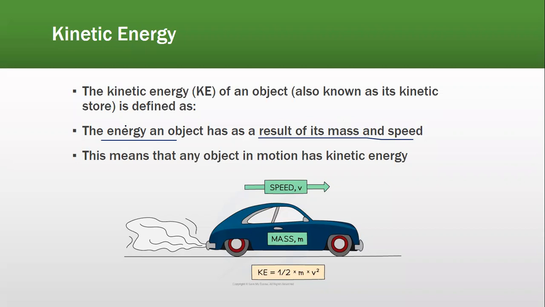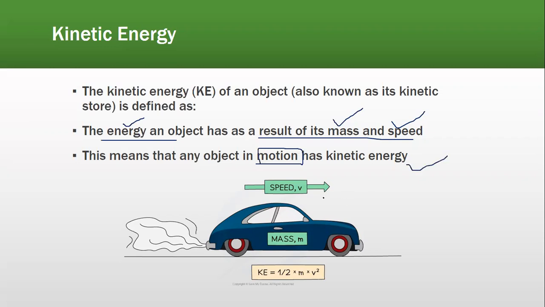Why is kinetic energy there? Due to its mass and due to its speed. Whenever an object is moving, the moving object will have kinetic energy. When does gravitational potential energy occur? When an object is raised to a height. But when an object starts moving at a speed and it has a mass, this means that an object in motion has kinetic energy.